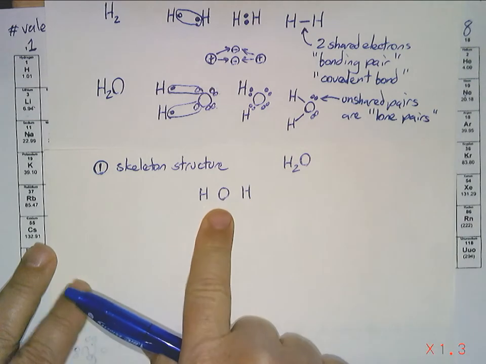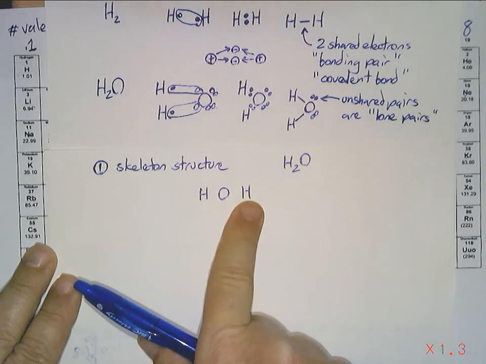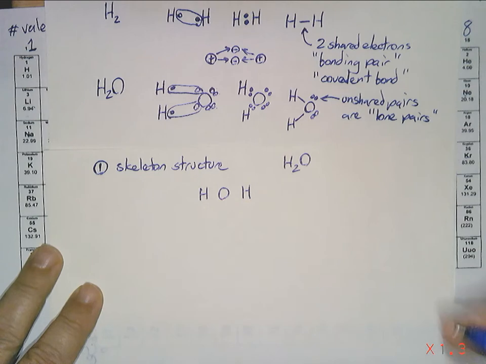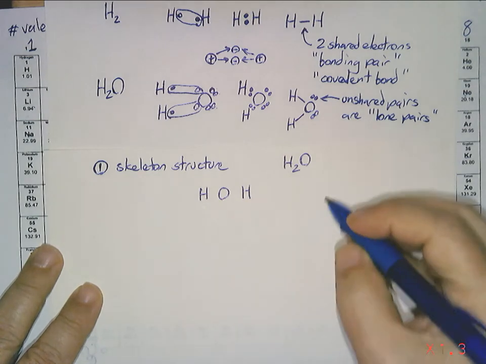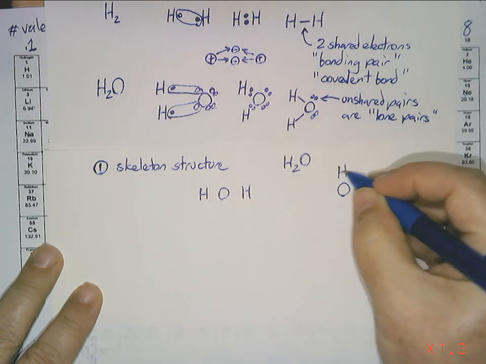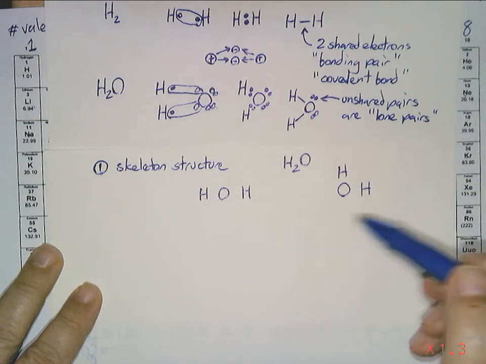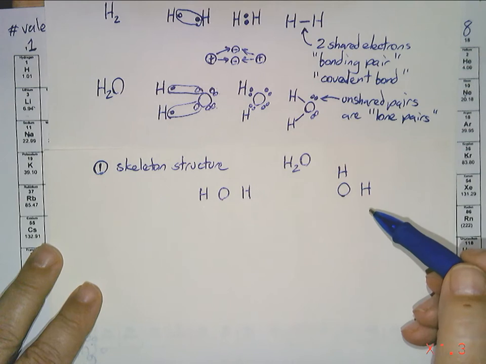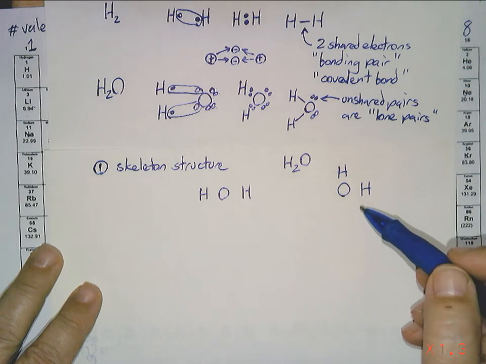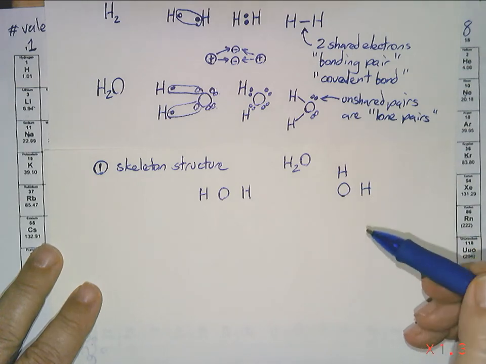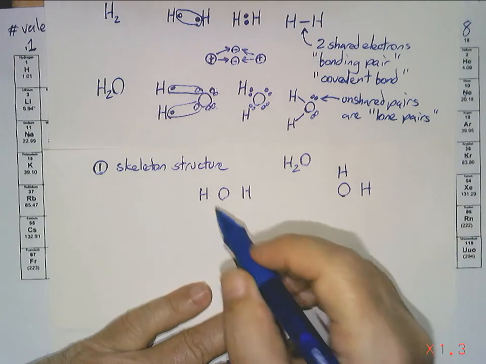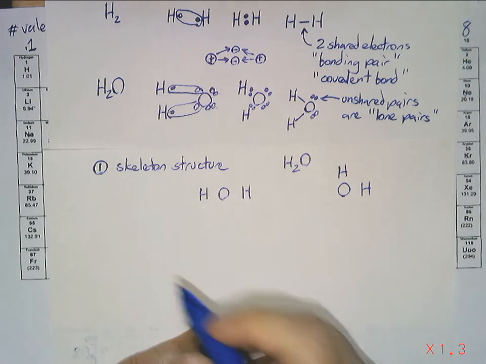See, in my structure here, the oxygen is in the middle, and the hydrogens are on the outside. Now, it doesn't matter where I put the hydrogens. If you would have done this as a skeleton structure, that'd be fine. It's not really showing you the 3-dimensional arrangement of atoms in the molecule. It's showing you more how they're hooked together. So let's take that as our skeleton structure.